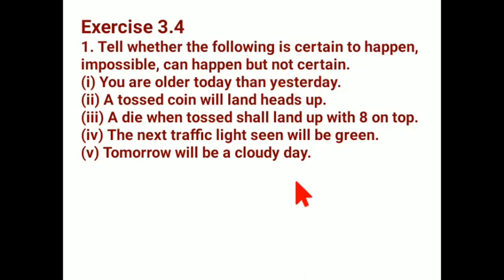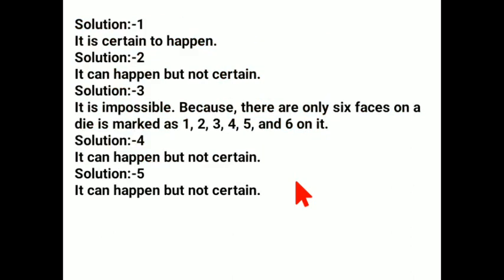So student, if you want to write the answer, you can write from here. So I've written the answer here. The number 1 answer is it is certain to happen. Number 2, it can happen but not certain. Number 3, as I have told you, in a dice there is only 6 ways, right? So there is not more than that. So it is impossible. Number 4, it can happen but not certain. Number 5 is it can happen but not certain. Okay, student, I hope you have understood this.